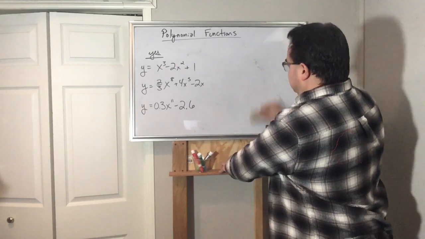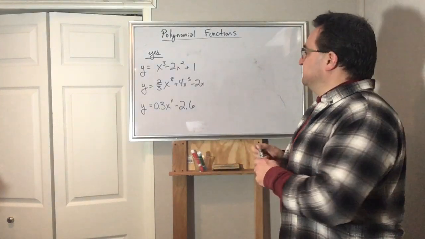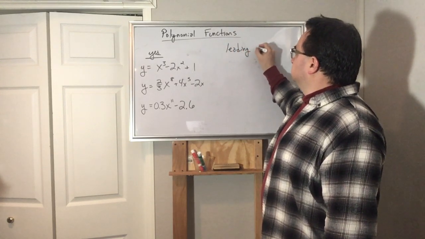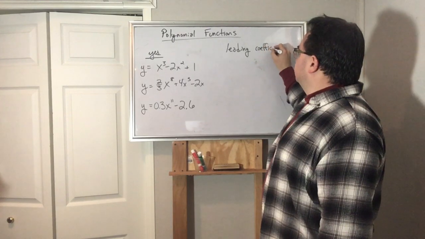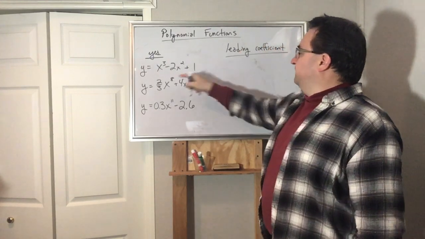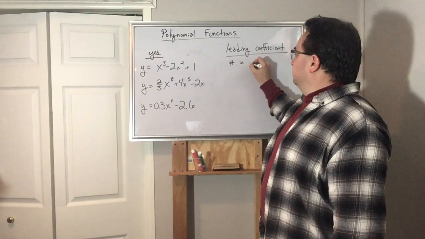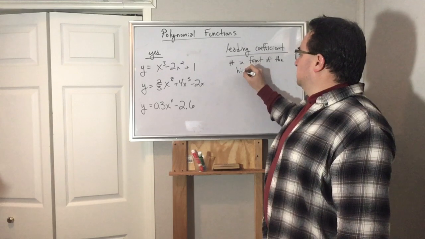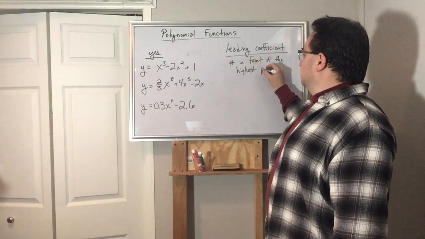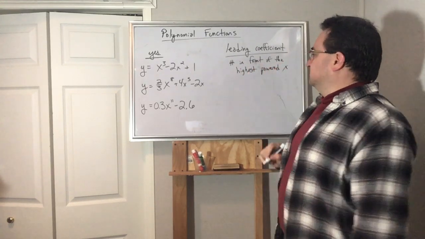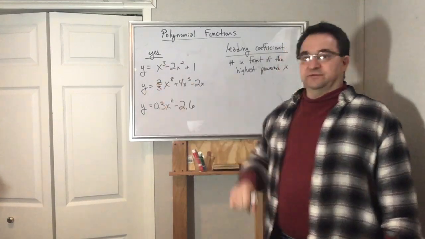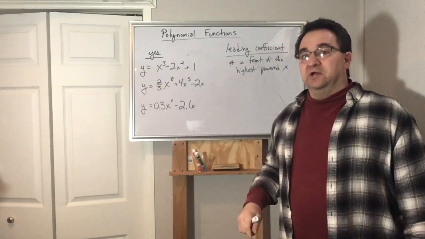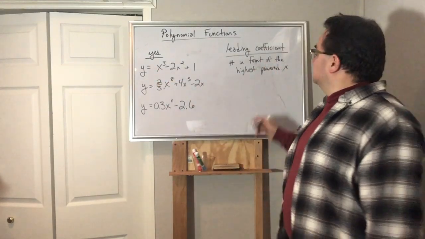There's certain things about the polynomial function that are important. So there's something called the leading coefficient. Now the leading coefficient is the number in front of the highest powered x. So in this case, it would be 2/3. In this case, it's 0.3. In this case, it's an understood 1. If there's no number in front, there's a 1 there.